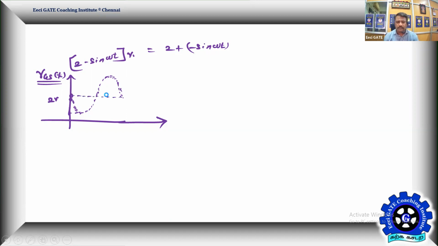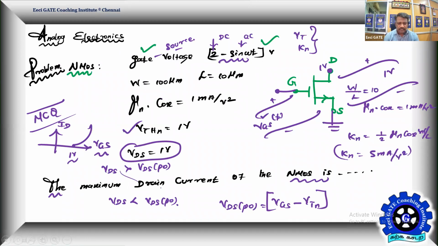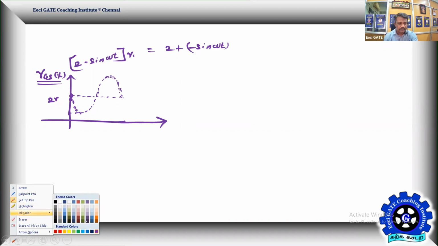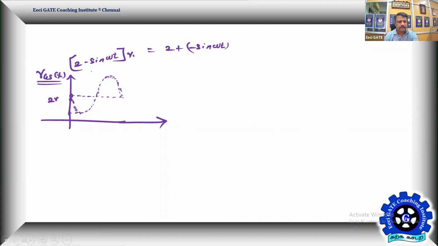Okay, so the problem is the maximum drain to source current. That is your channel current. So how to get the maximum? Maximum is possible when VGS is maximum. So when VGS is maximum, the channel current will probably be maximum. So let us find the maximum voltage. What is the maximum voltage? So this is the maximum voltage.